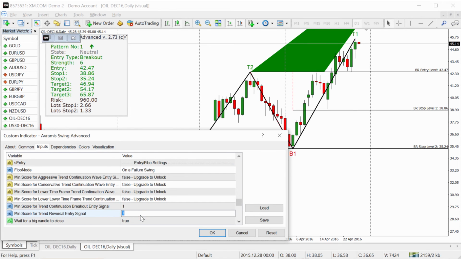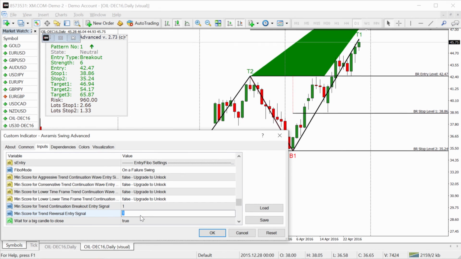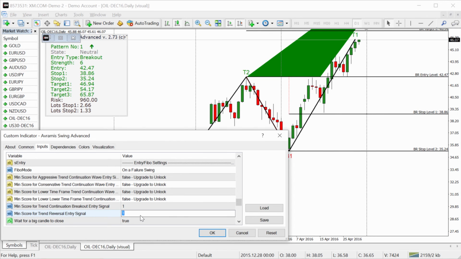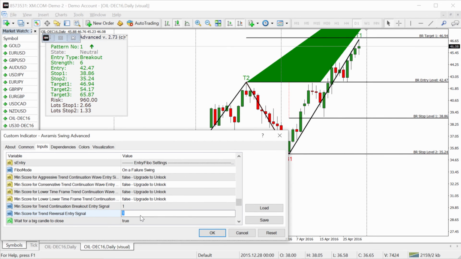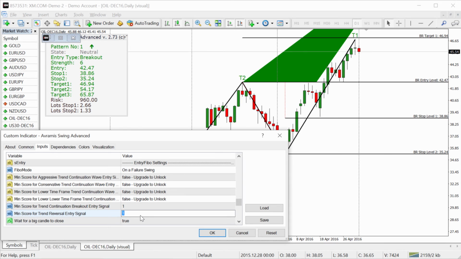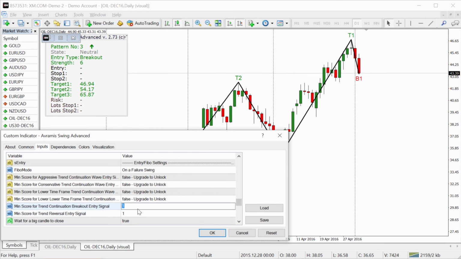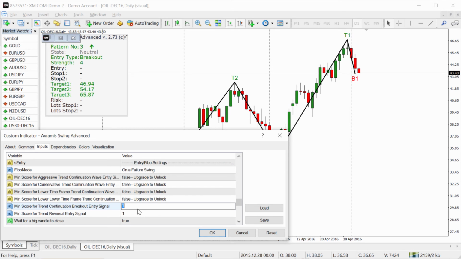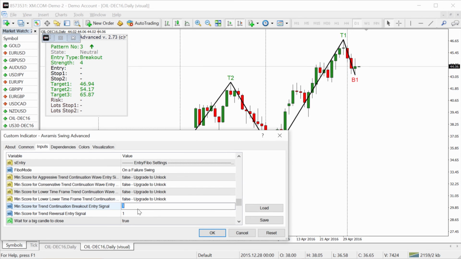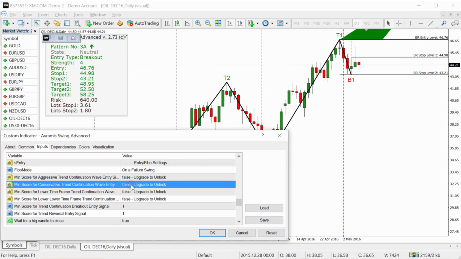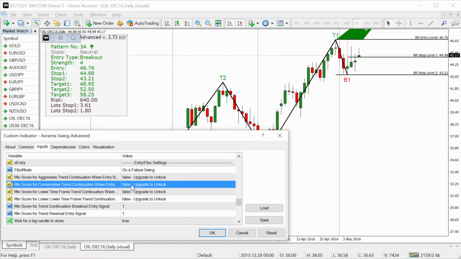For example, if I set the minimum score to 1, it will outline to us all the possible trend reversal and breakouts that are in the market. Or we could change that to a minimum score of 5, for example, where it will outline to us only the trading scenarios of a minimum score of 5 and above. Furthermore, we can see the other type of entry signals, such as the trend continuation wave entry signal that come with the Pro version of the Avramis swing.